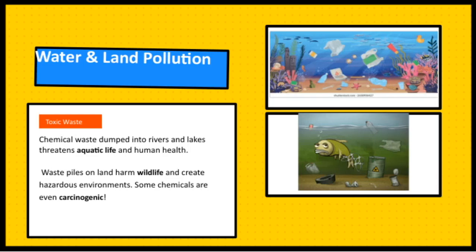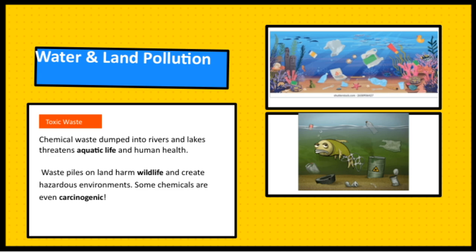Chemical waste dumped into rivers and lakes poses a serious threat to aquatic life and human health. When harmful chemicals enter our water bodies, they can poison fish and other aquatic organisms, disrupting entire ecosystems. This contamination doesn't stay in the water. It can find its way into the food chain, affecting the health of people who rely on these water sources.